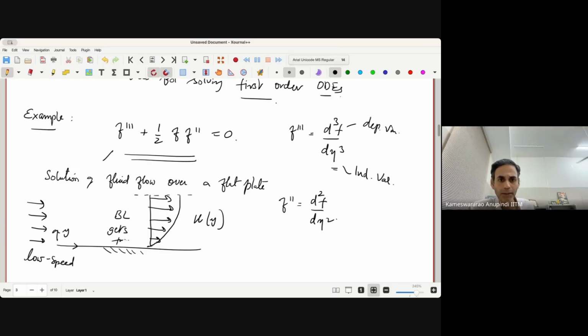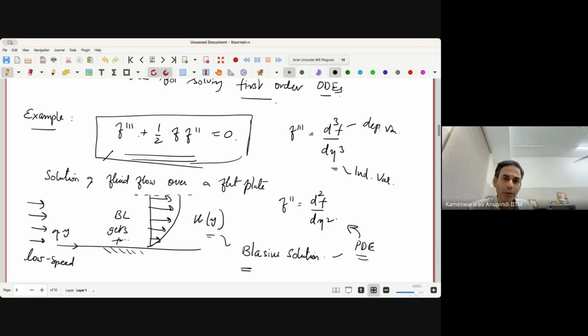To obtain this, we call it a similarity solution. This was obtained by Blasius. This is called the Blasius solution. And in the solution, the fluid flow partial differential equations that we get are systematically reduced to an ODE of this form.